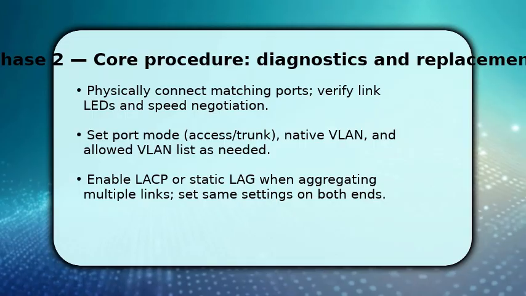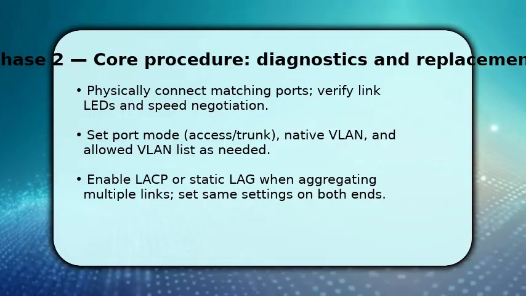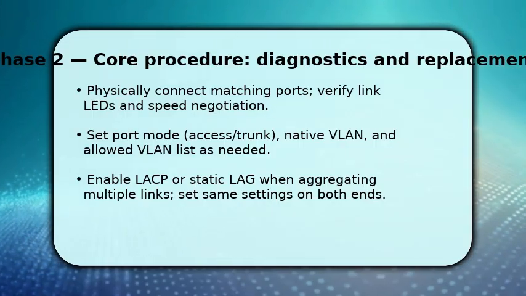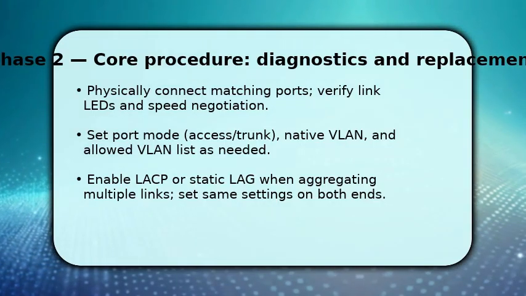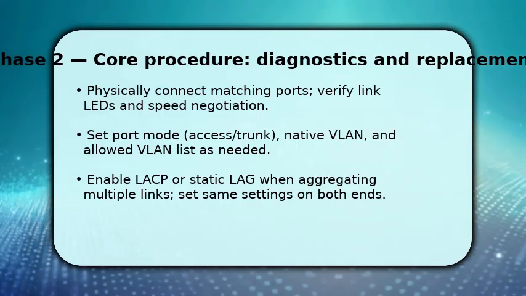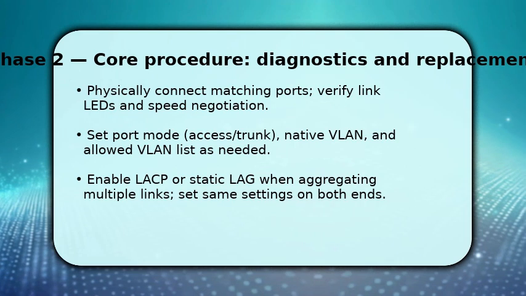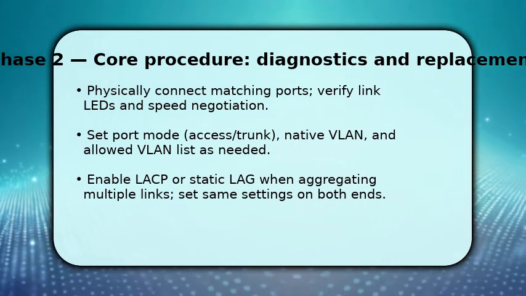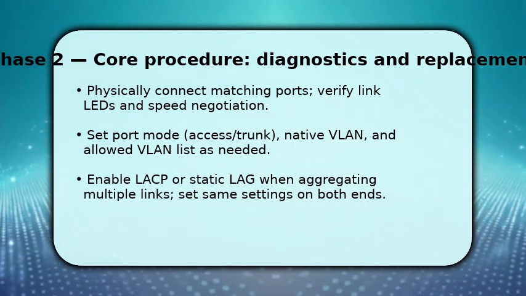traffic flows predictably. If you're aggregating links, enable LACP or configure a static link aggregation group with identical settings on both switches. Otherwise, packet ordering and load balancing fail. Finally, save the running config and test connectivity between endpoints.